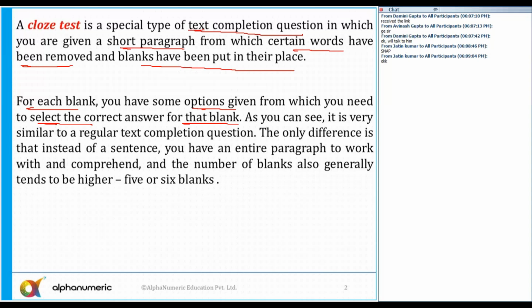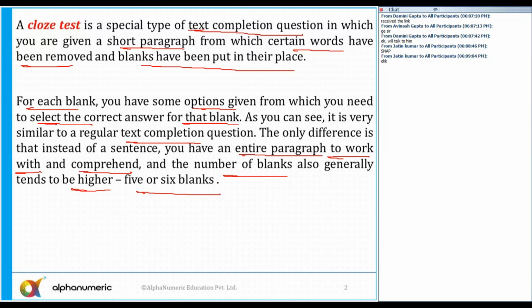So they are just like text completion and synonym questions. The only difference being that over here, instead of a sentence, they will give you an entire paragraph to work with. You will have to comprehend the paragraph. And the number of blanks that you can get can be very high, sometimes 5 or 6 blanks also. For each blank, you have 4 options. So if they give you, let's say, 5 blanks, you will be working with 20 words. If they give you 6 blanks, you'll be working with 24 words. So lots of words would be required.